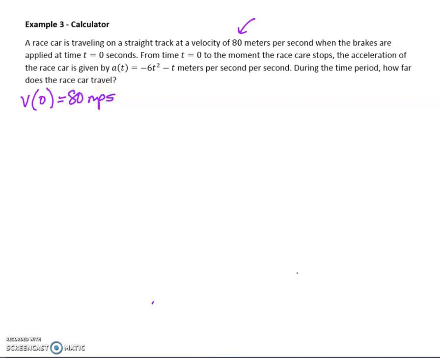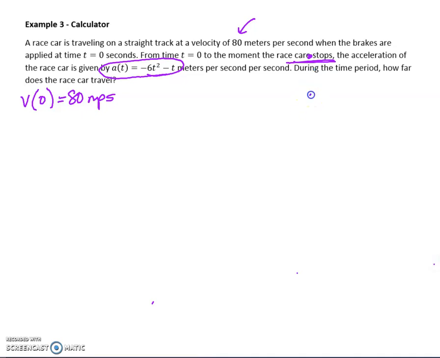Okay. From time t equals 0 to the moment that the race car stops, the acceleration of the car is given by this. Oh, so in this problem, you're given acceleration. During the time period, how far does the car travel? So we want to know how far the car travels. That would be total distance. And we know it's going on a straight track, so we don't have to worry about any negatives, but you could do total distance traveled using the absolute value if you wanted.